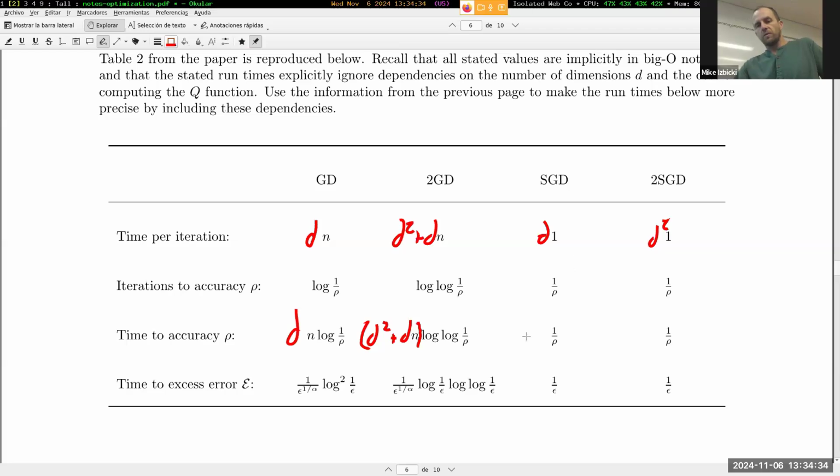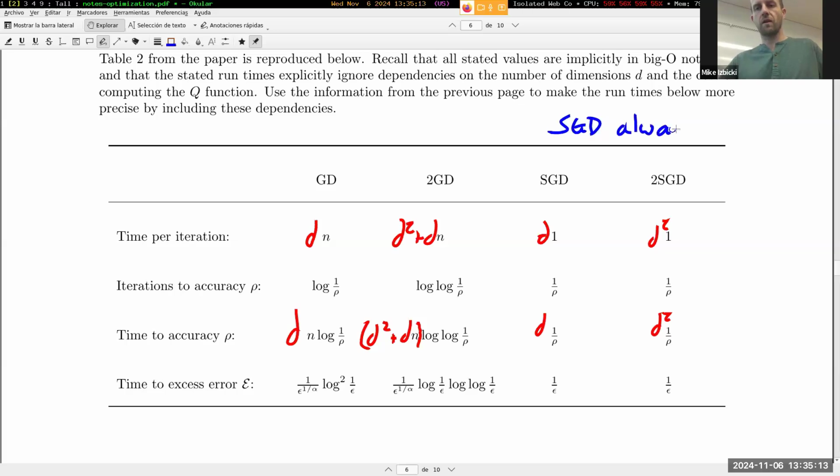And then doing these multiplications together, we get the time to accuracy rho as d over rho for SGD and d squared over rho for 2SGD. One of the things to note at this point is that SGD completely dominates second order SGD. We haven't talked about this last column as well, but it'll be true in this last column as well, that SGD here is always better than second order stochastic gradient descent.